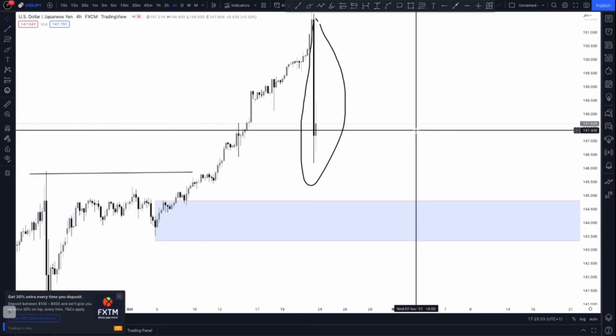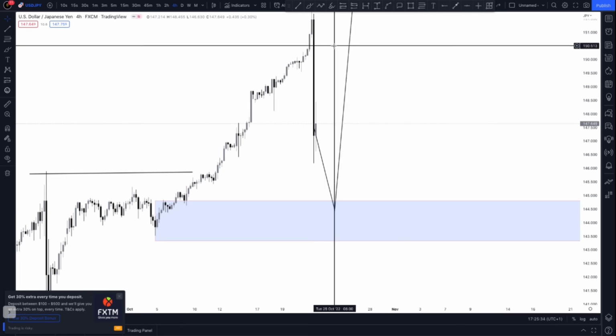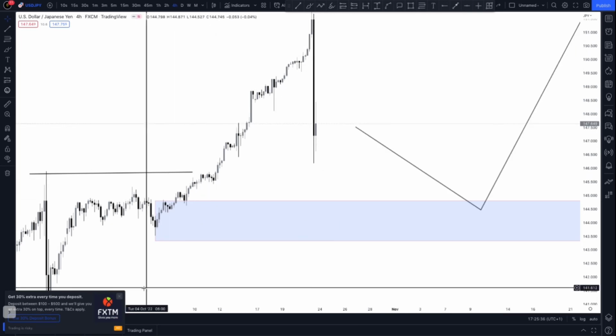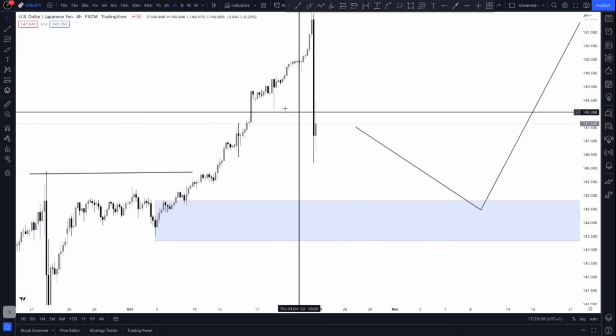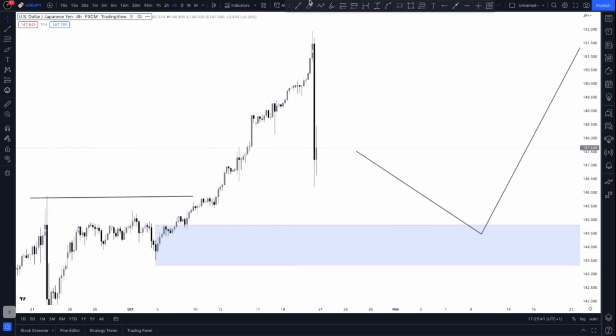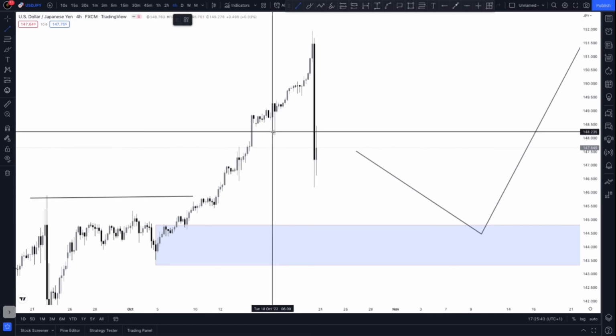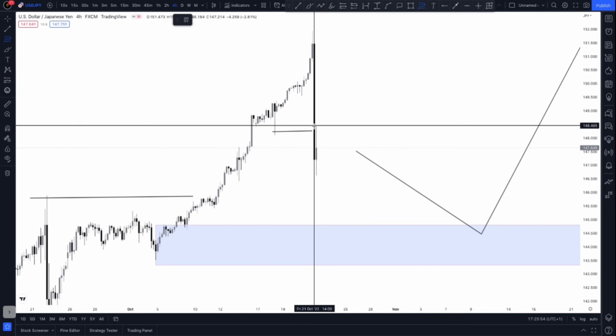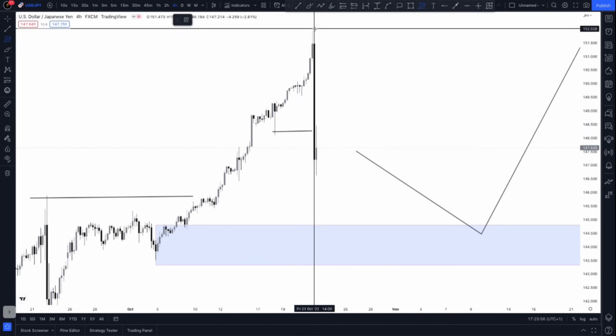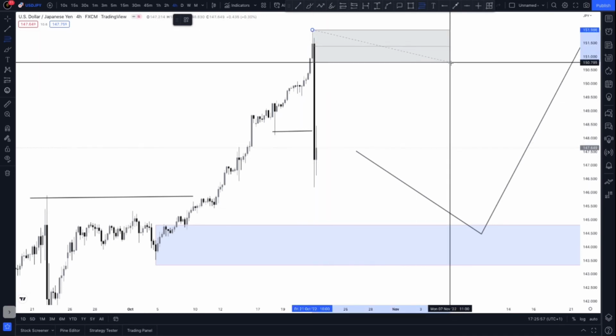We have had that long rejection candlestick created at that point there. Sorry for that. The market created this long rejection candlestick and took out a low at this point here.